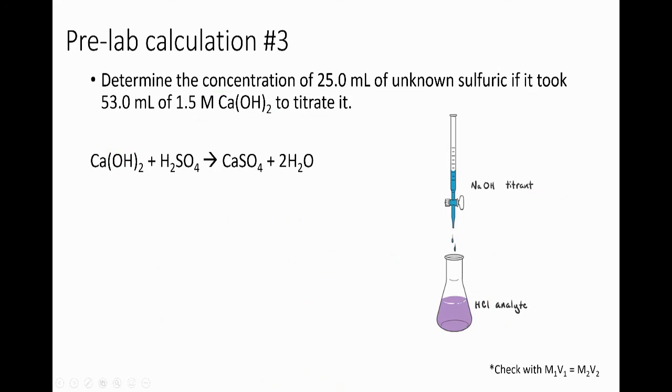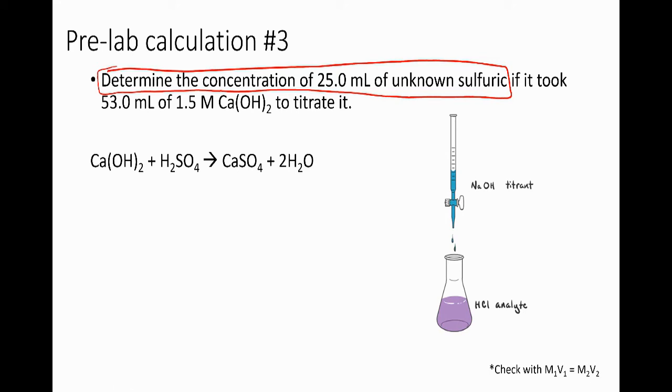So here we're changing up our acid. Instead of HCl, we're going to use sulfuric acid. And so it says, determine the concentration of 25 mils of unknown sulfuric acid. So we're going to be looking for the molarity of our acid. And we know that we started out with about 25 milliliters of it in our flask. So that's our volume. Now our base, they've changed our base on us to calcium hydroxide. And for our base, we had to dispense 53 milliliters of it. And it had a starting concentration of 1.5 molar.